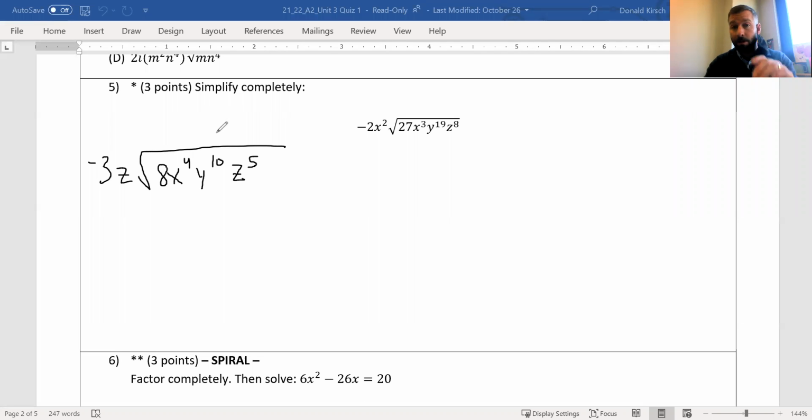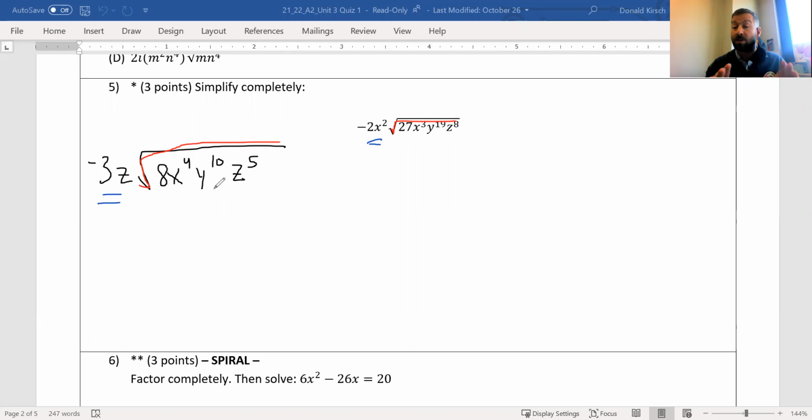Okay, number 5, we're skipping number 4. Number 5, I created a very similar problem here. Each one of these has a square root. We can see that here and here. And each one of these has a number or a coefficient of sorts out front, like a -3z or a -2x squared. And then a whole bunch of stuff on the inside.